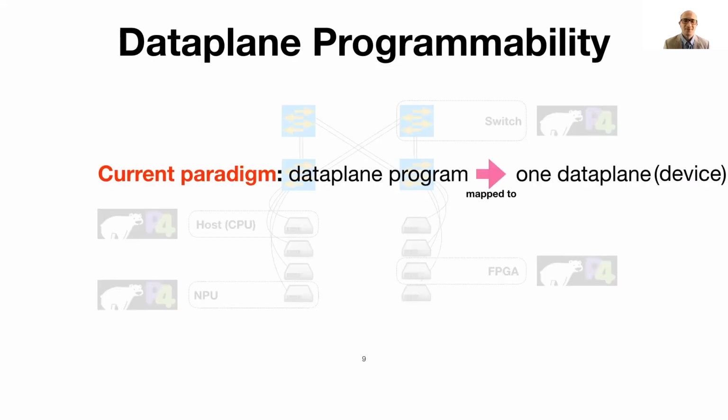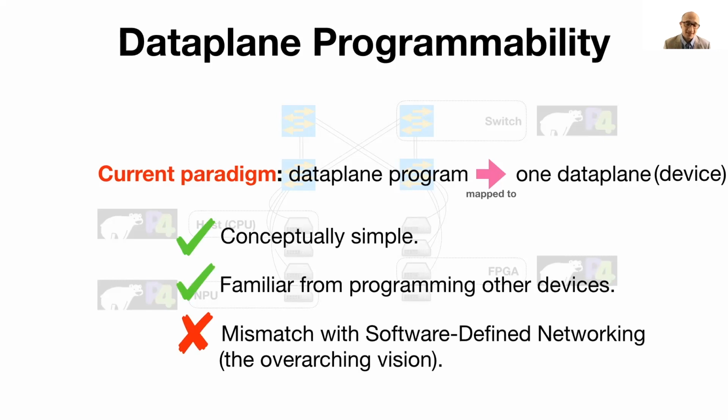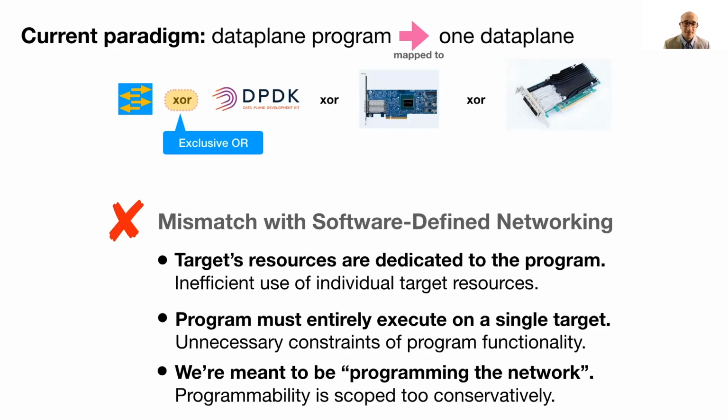The current paradigm for data plane programming involves mapping a single data plane program to a single data plane device. While this is conceptually simple and familiar from how we program other types of hardware, it is not really well aligned with the overarching vision in software-defined networking. This is because by being forced to target a single device for a program, the software-defined network becomes hardware-confined again. We can only use the resources that individual pieces of hardware make available, rather than the collective of hardware that we have at our disposal.